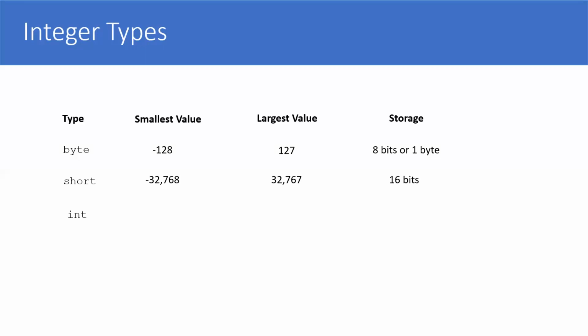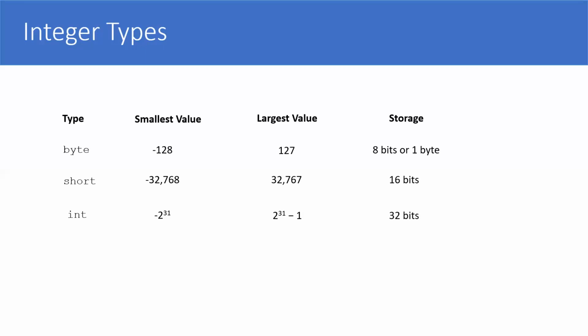Now let's move on to int. As we saw before, int sounds like integer, but it's not the only integer type. There are four integer types actually. The smallest value for an int is -2 to the power of 31, which is a big number we couldn't write out. The largest value is 2 to the power of 31 - 1. We may use int more commonly than others, and an int holds 32 bits.